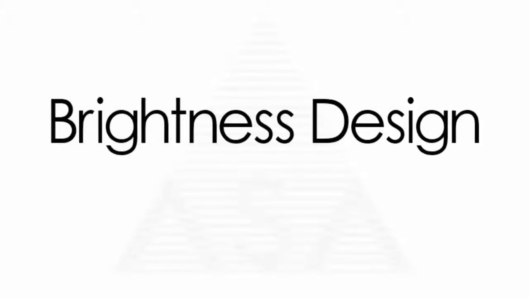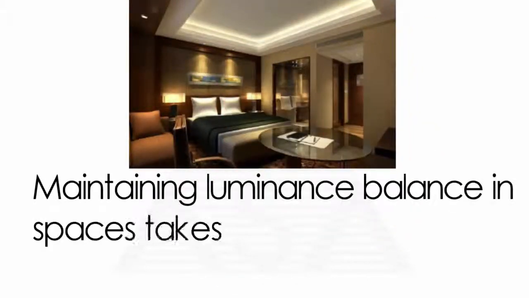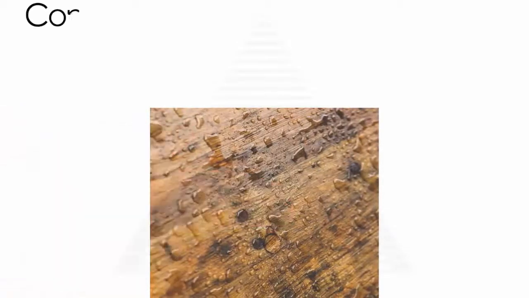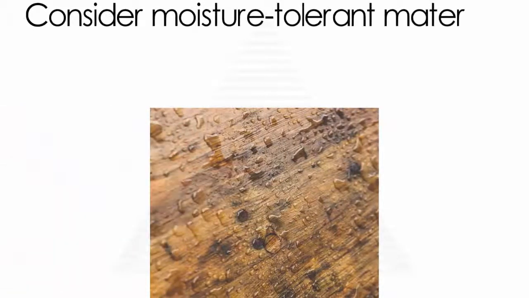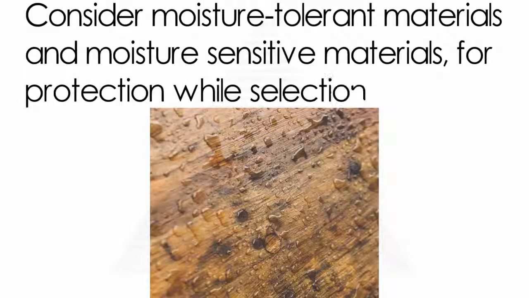Brightness design. Maintaining luminance balance in spaces takes into consideration selection of moisture-tolerant materials. Consider moisture-tolerant materials and moisture-sensitive materials for protection while selecting.